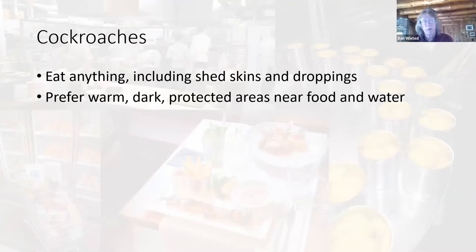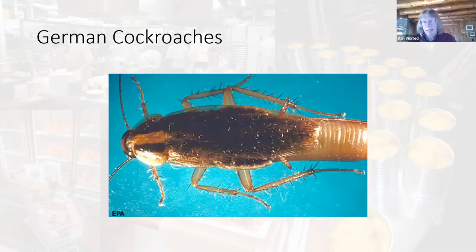Like any pest, they prefer warm, dark, protected areas near food and water. The more they're hunting around, the more they're exposed, and they don't like that. In fact, they spend a lot of time in harborage. This is a German cockroach female trailing an egg sac behind her. She's going to carry that with her until the eggs are about ready to hatch. She's a good mom, and she's going to want to place them in harborage where there is food and water and protection. So that means she's going to spend almost 90% of her time hiding.